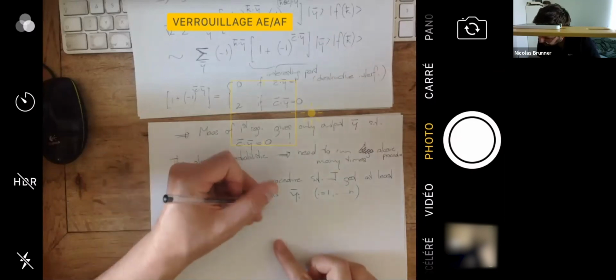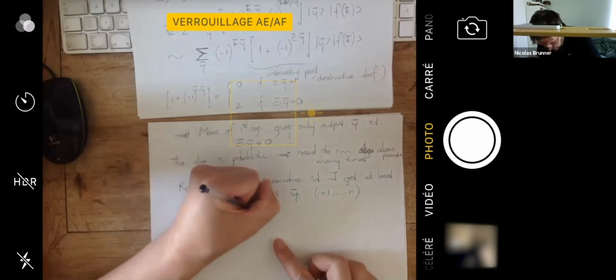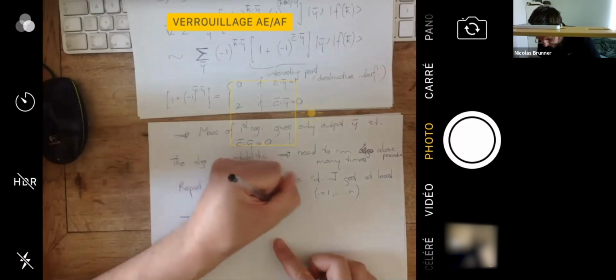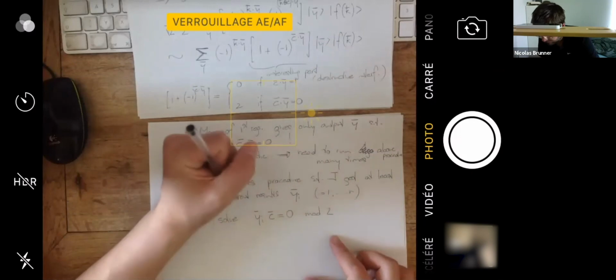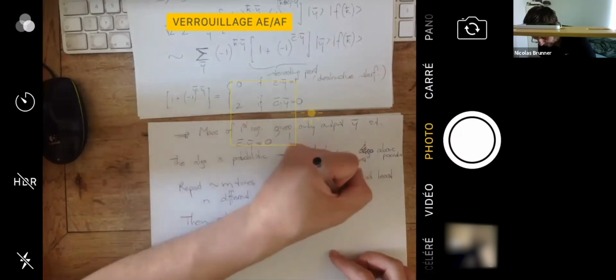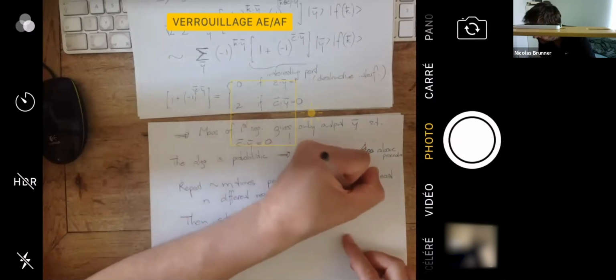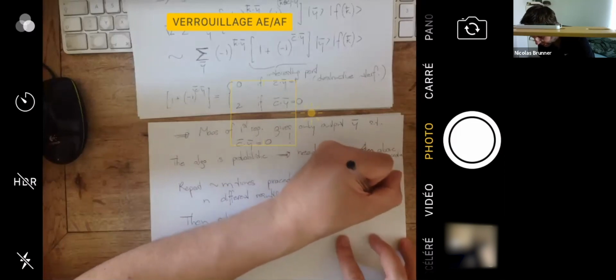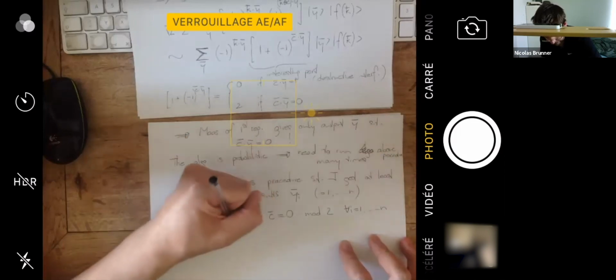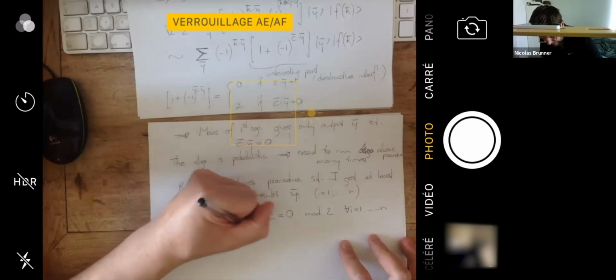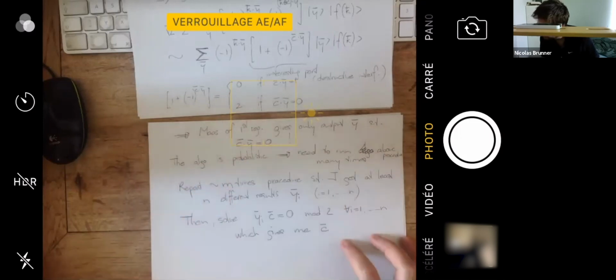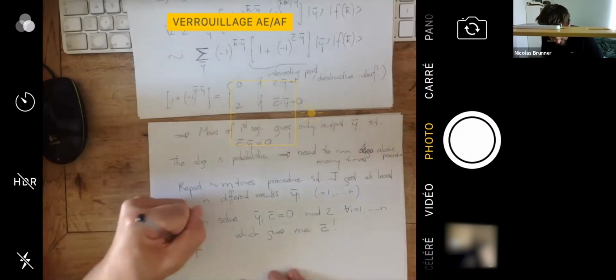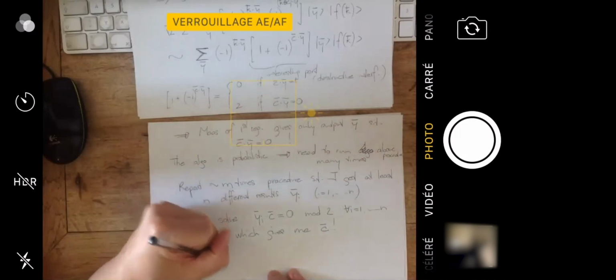So once I have that, I solve the following problem: yi dot c must be equal to 0 mod 2, for all i in 1 to n. And this gives me c.